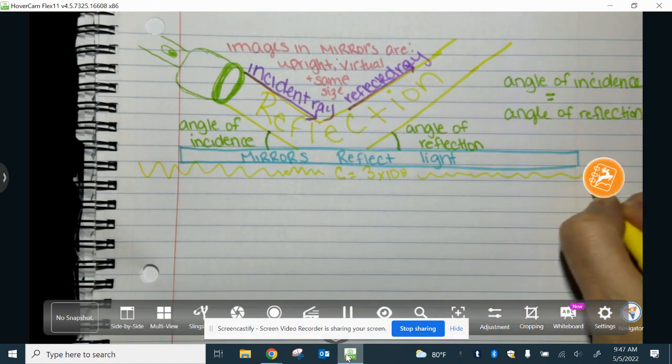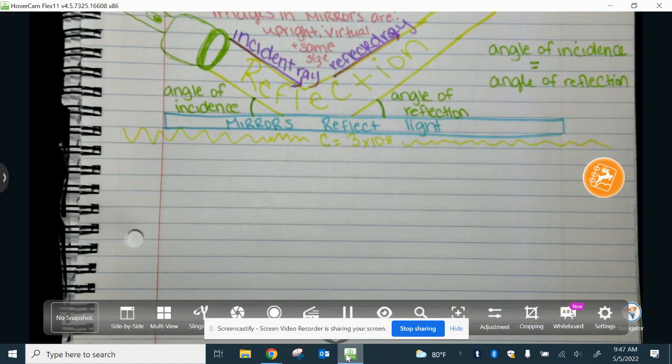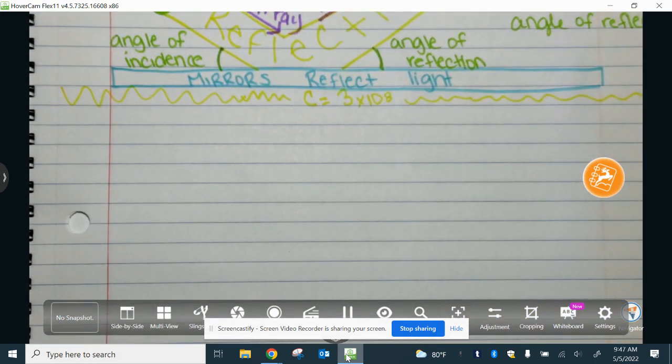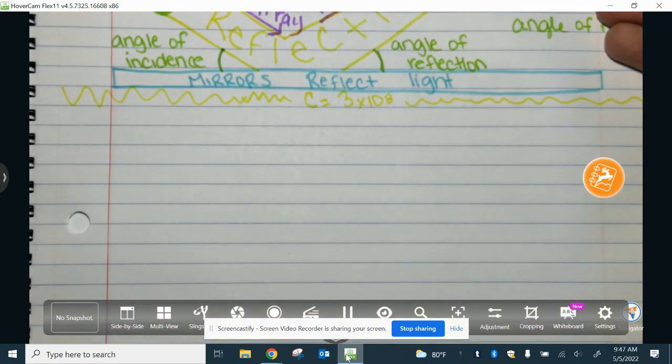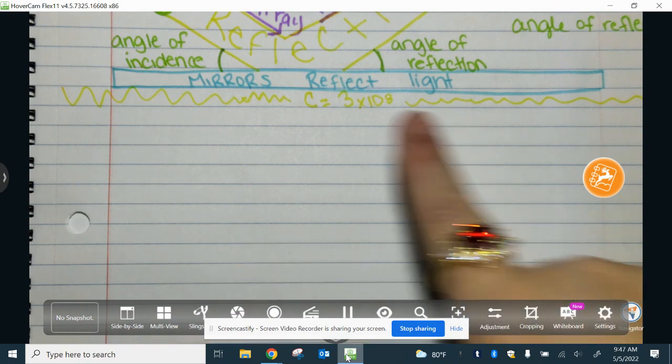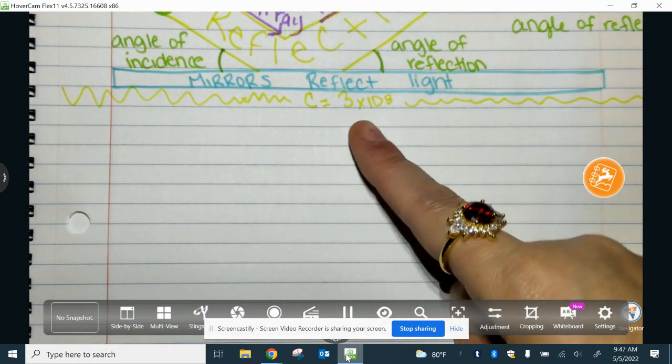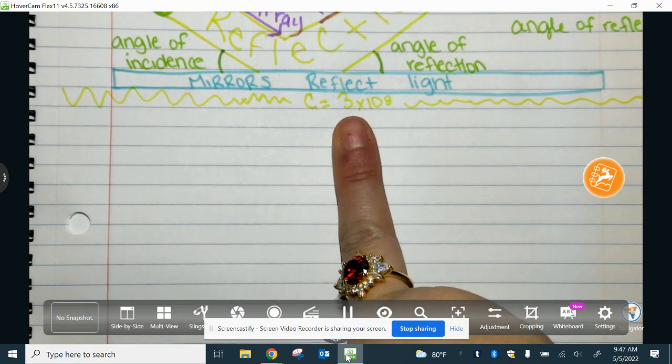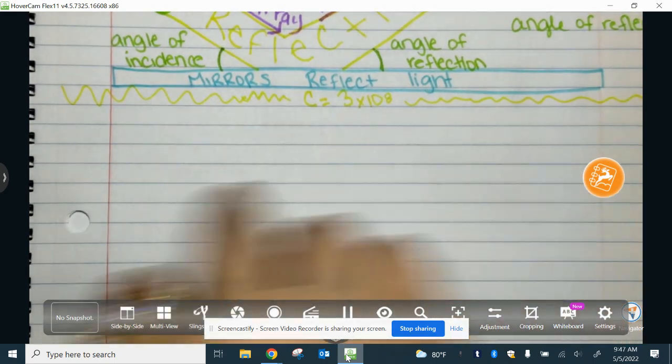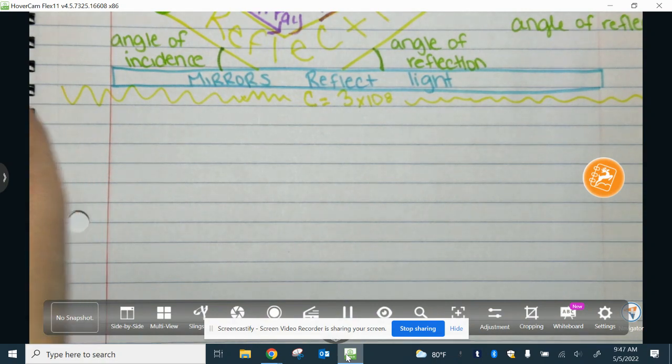It's a little reminder that all electromagnetic waves travel at the speed of light, which is 3 times 10 to the 8th. You need to know that. All right, so that's reflection. Pretty easy. Angle of reflection equals angle of incidence. Wait, what is that saying? That just says c equals 3 times 10 to the 8th. That's the speed of light, and the speed of all other electromagnetic spectrum rays.